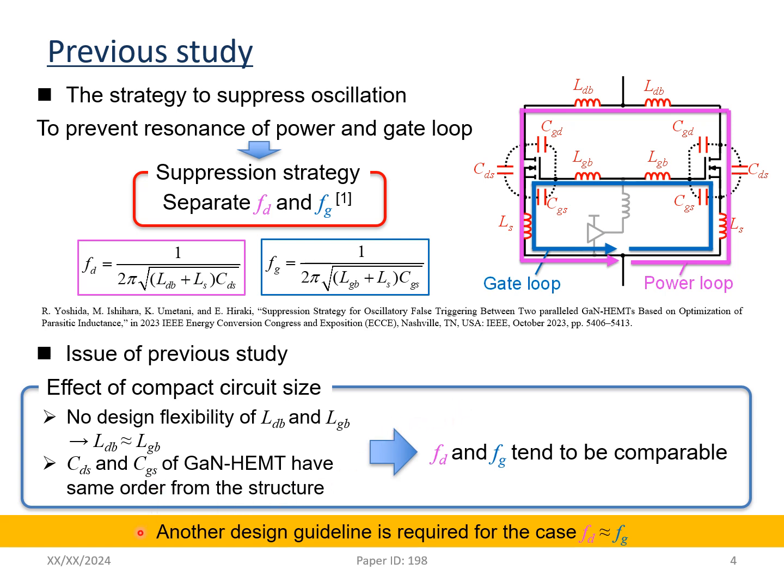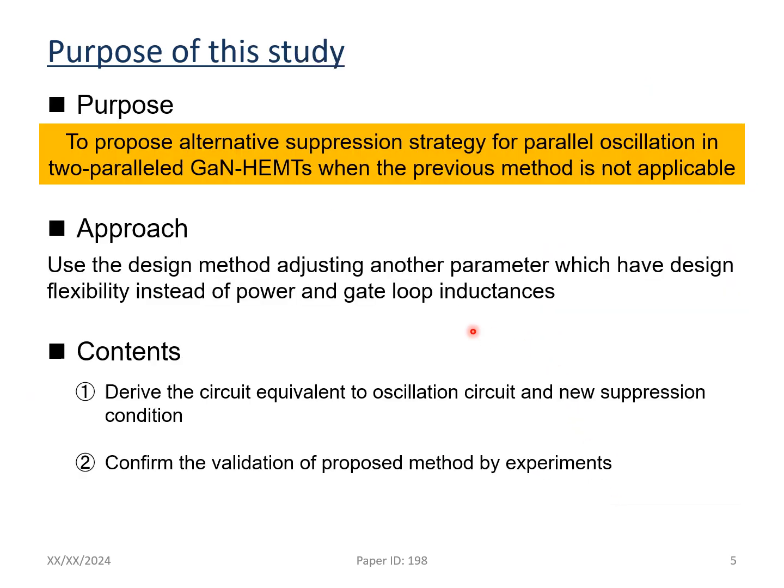So we must derive another design guideline for the case where the power loop frequency and gate loop frequency are close. So the purpose of this study is to propose an alternative suppression strategy for parallel oscillation in two parallel GaN-HEMTs when the power loop frequency and gate loop frequency are close. The approach of this study is a design method of adjusting another parameter which has design flexibility, instead of the power loop and gate loop parasitic inductances.